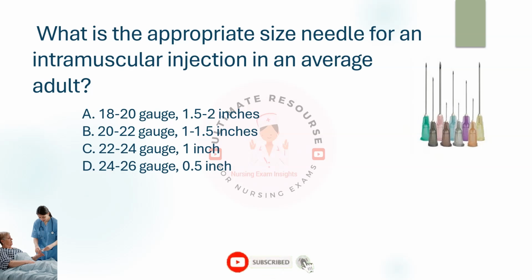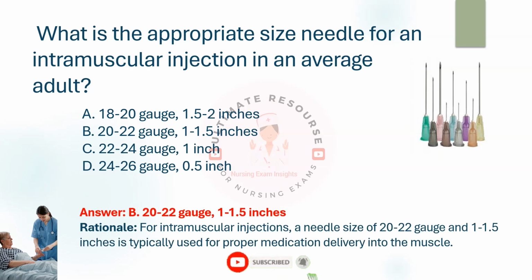What is the appropriate size needle for an intramuscular injection in an average adult? Options are A. 18 to 20 gauge or 1.5 to 2 inches, B. 20 to 22 gauge, C. 22 to 24 gauge, D. 24 to 26 gauge. Answer is B. 20 to 22 gauge or 1 to 1.5 inches.